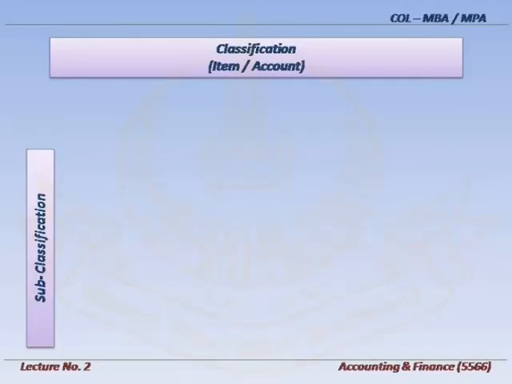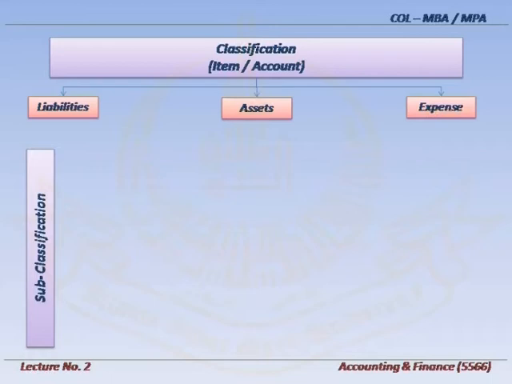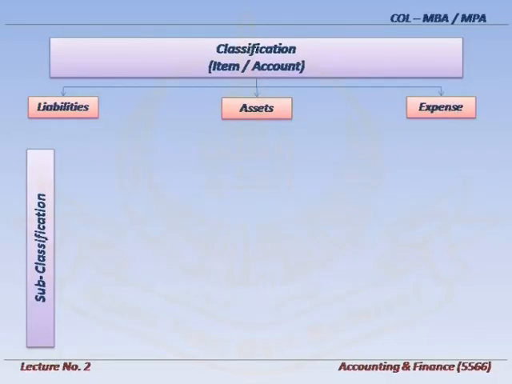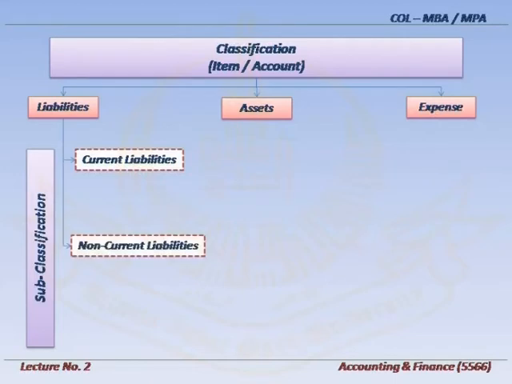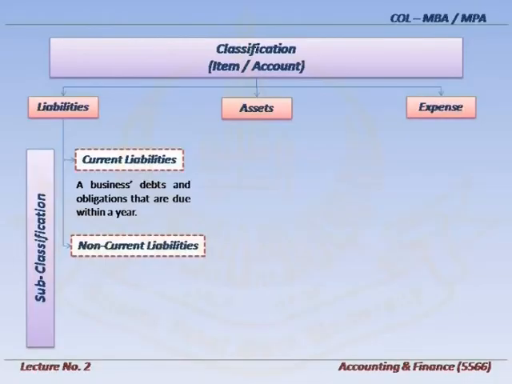Now we have to answer the question whether these classifications can be further subclassified. The answer is yes, but only liabilities, assets, and expenses can be further subclassified. Both the classifications, liabilities and assets, can be further subclassified into current and non-current liabilities and assets respectively. Now we discuss what are the current liabilities. The obligations that a business needs to settle within a year are subclassified as current liabilities. For example, creditors and tax payable.